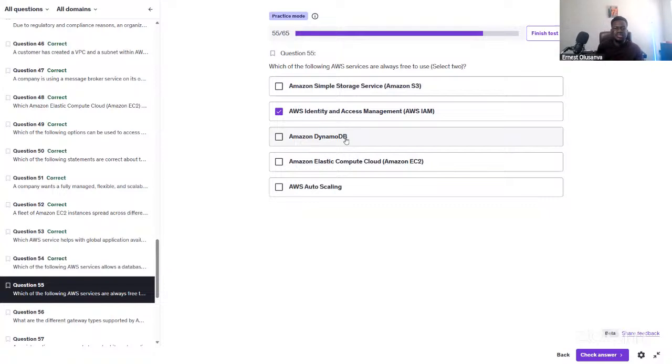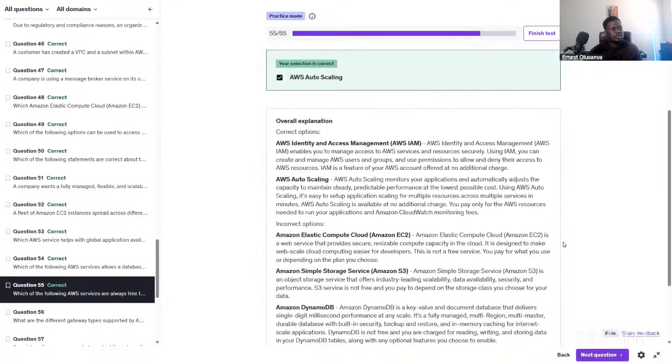You pay for database based on what is stored, as well as data transfer charges as well. Do you pay for EC2? Absolutely. You pay for the time that the EC2 instance is running. And so auto scaling is the correct other option. Remember the question says select two. So think about that. Okay, good.